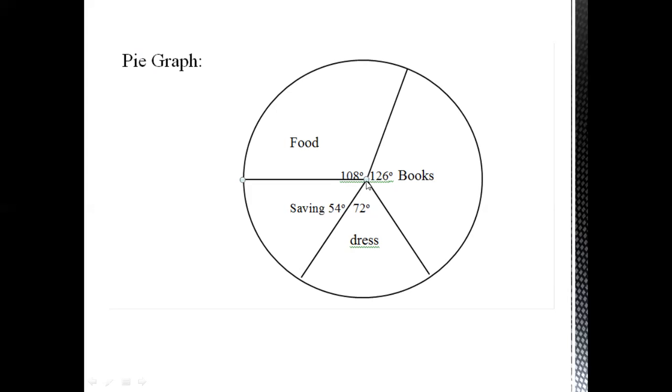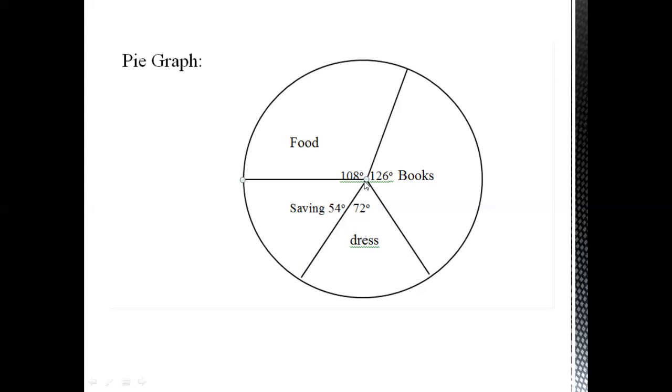Then you put your protractor on this point, and its baseline will be this one. Then you mark 126 degrees here, and draw the line with the help of the ruler, you will get 126. Then after that you put your protractor on this point, and your zero line should be on this line, and your protractor facing this side. So you will mark 72 degrees, so that will be for dress. Then you draw a line here.